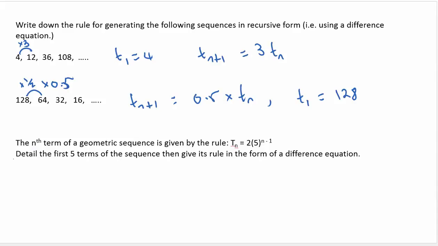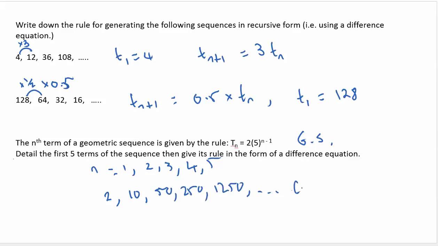Now, the next problem, we're asked to go from the geometric sequence formation into a difference equation. Well, let's write out the first 5 terms. Now, that's when n is equal to 1, 2, 3, 4, 5. So that commences with 2 and then moves to 10, 50, 250, 1,250, etc. Common ratio is equal to 5.